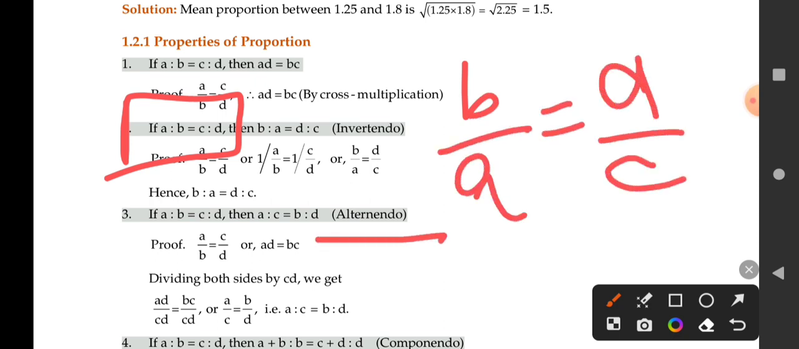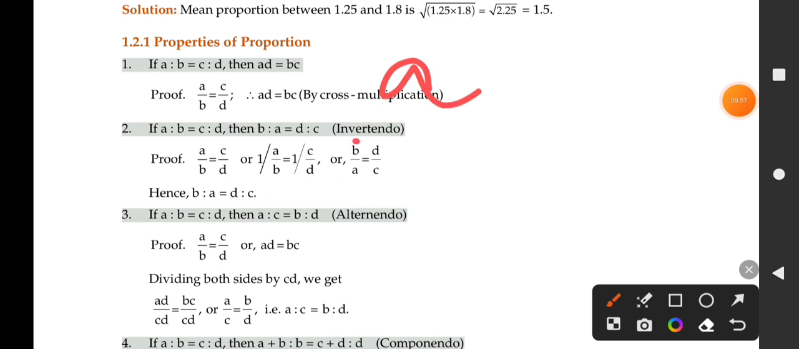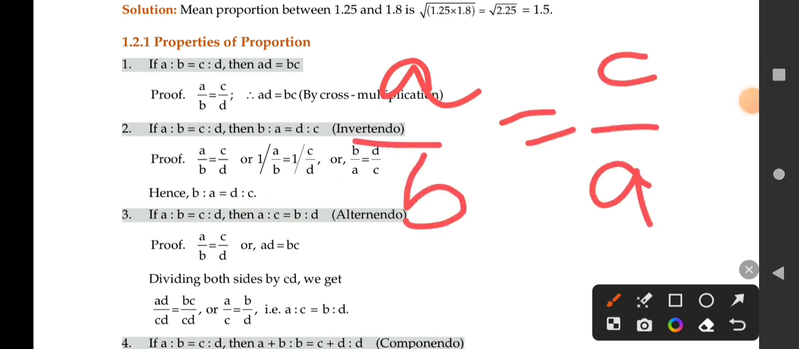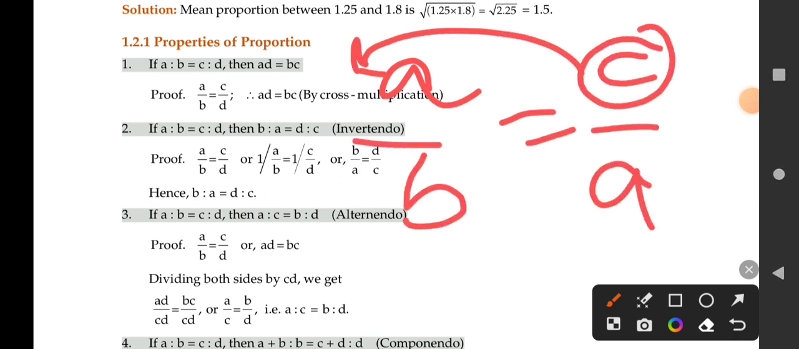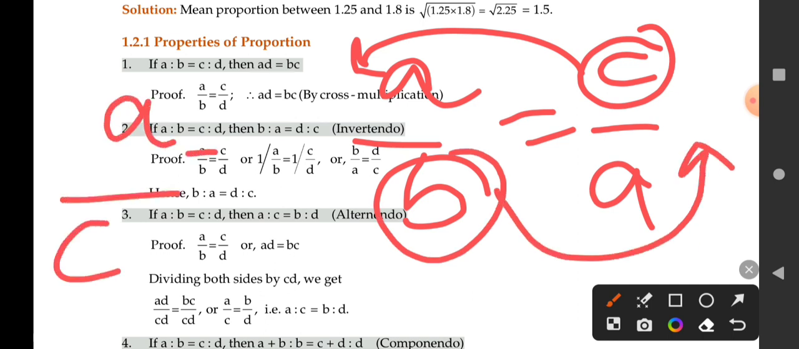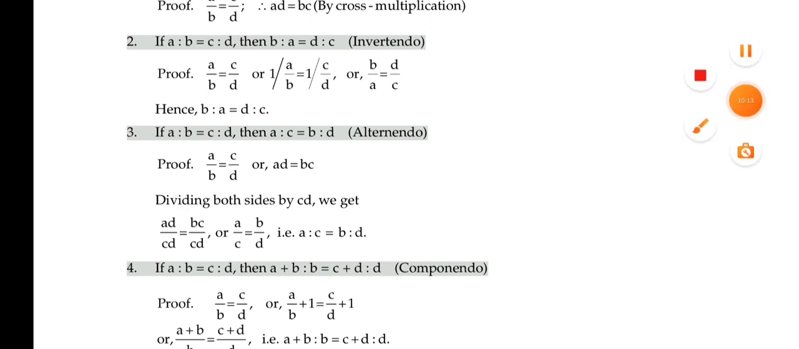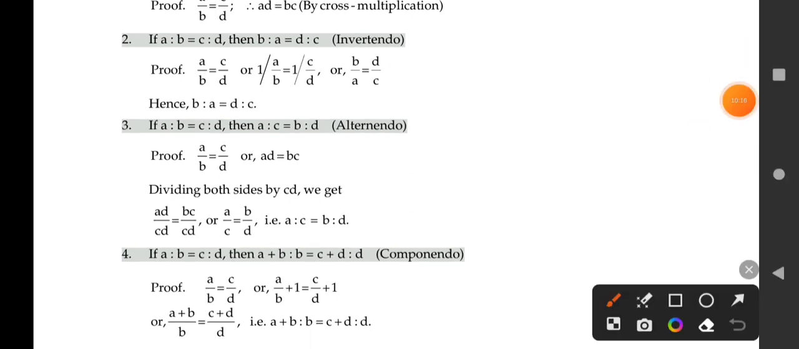What is alternando? You just have to alternate. Okay, A by B and C by D is already given, so take the numerator here and the denominator of this to the right side. So it will be A by C and B by D. This is D. Okay, correct.